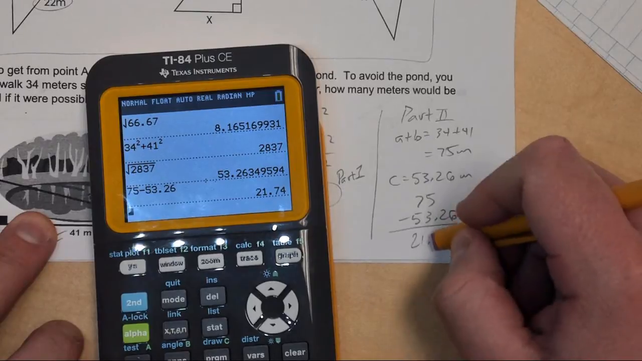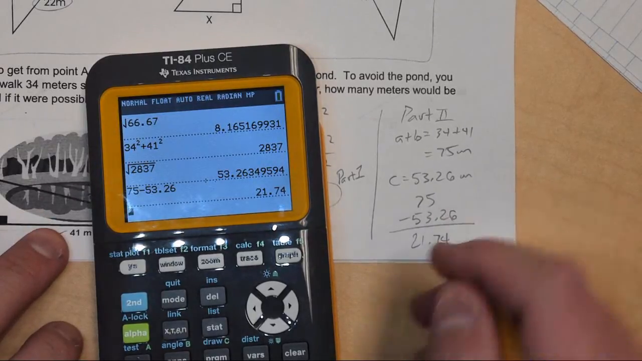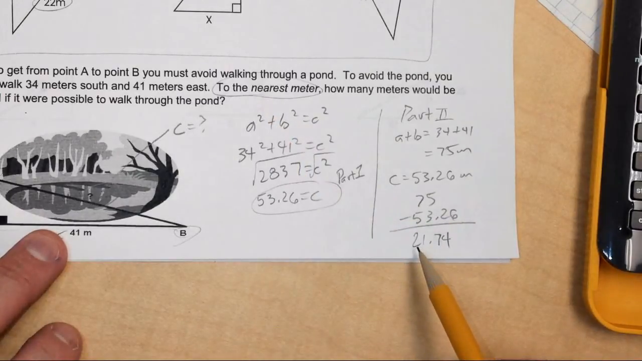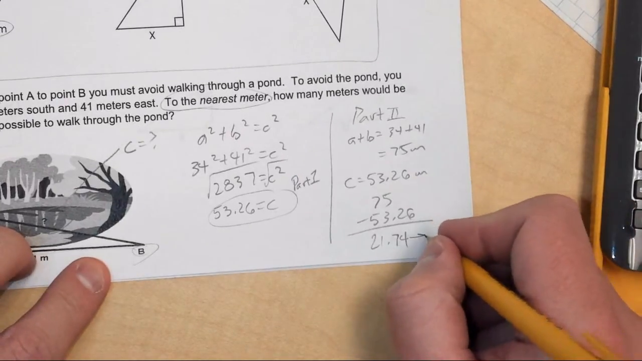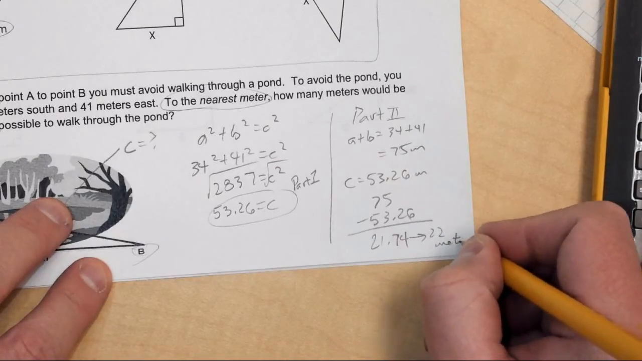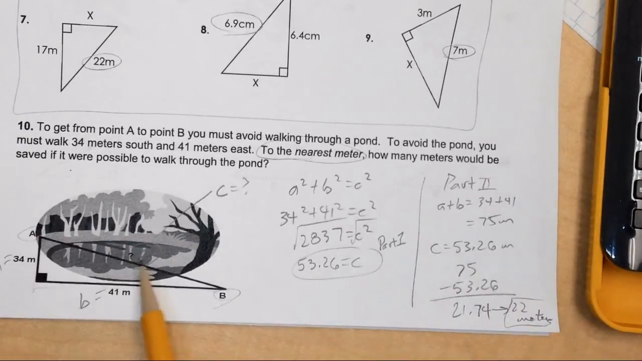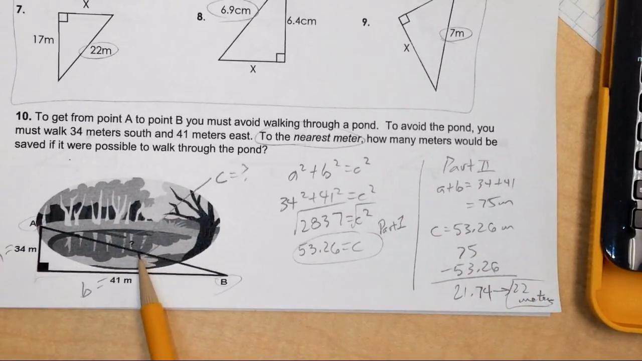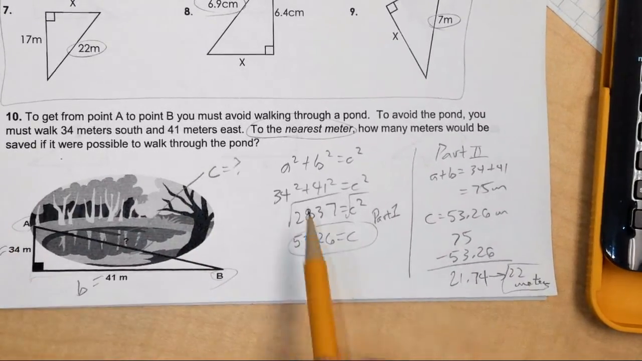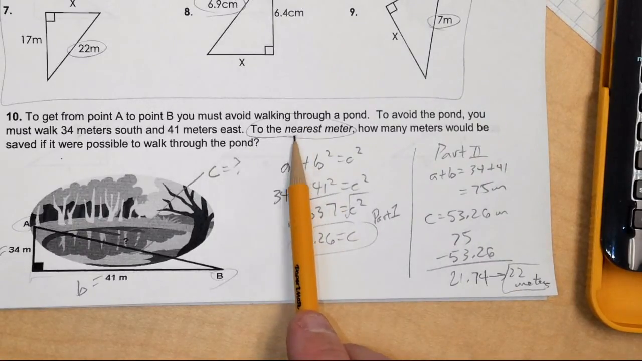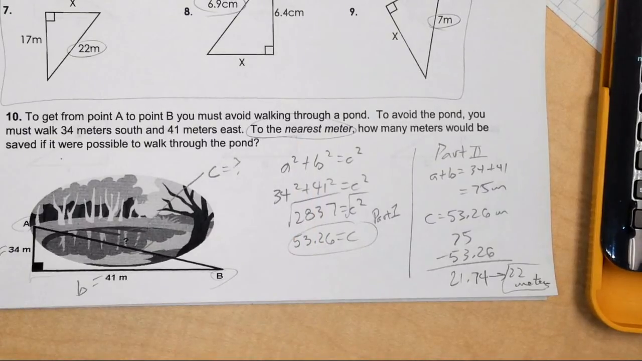21.74. I did that wrong. 21.74 meters. But notice the question says to the nearest meter. So 21.74 rounds up to 22 meters. So anyways, the answer is 22 meters here. So the idea is we needed to find C, and then once you know what C was, we had to find the difference between what A and B was and C to get our answer. And since it said to the nearest meter, we had to round up. On my test, if you gave me 21.74, I would take off a point because you didn't round it to the nearest meter. So make sure you do that, all right?